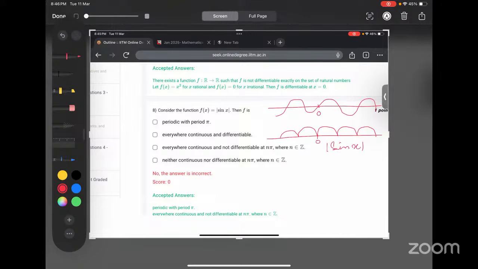So this is mod of sin x. This is 0. This is pi. This is 2 pi, and so on. And this is minus pi, right? Now, can we check the options? What about the first option? It's true. Periodic with period pi. Yeah, so it's true, right?